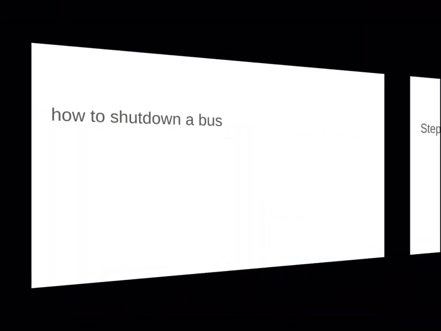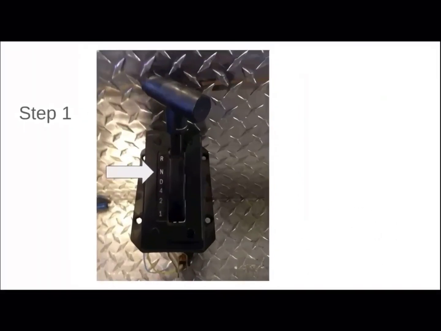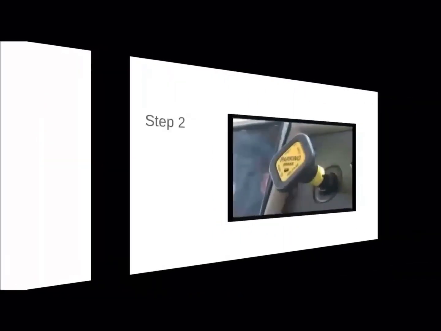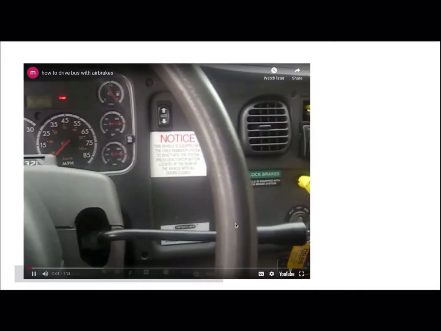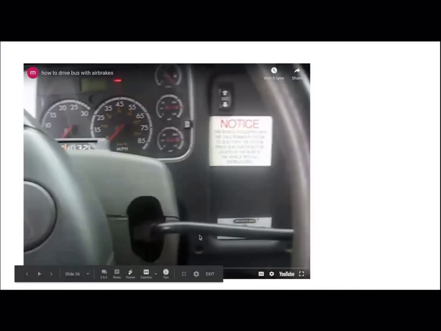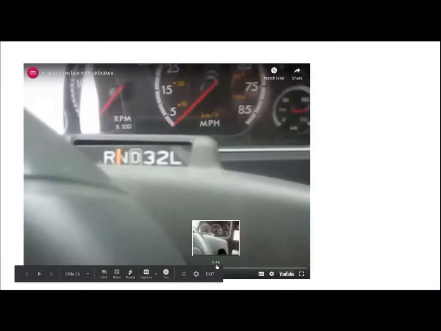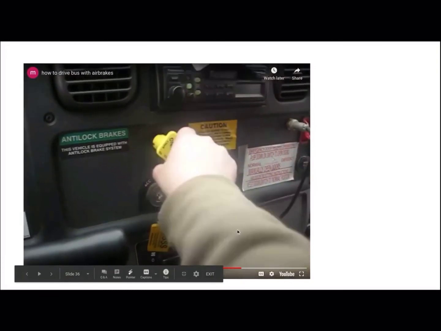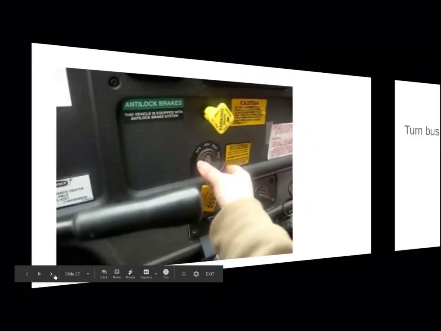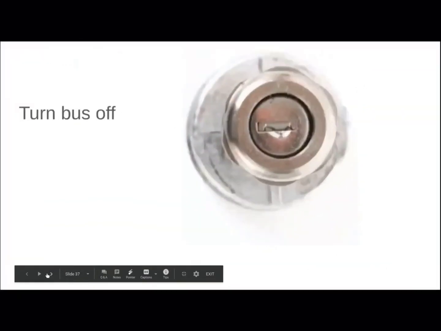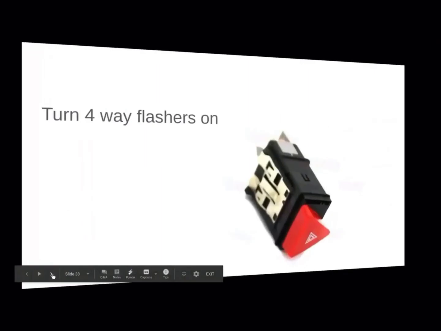All right, next will be how to shut down a bus. First, you're going to put the shifter in neutral. Second, you're going to pull the brake, and it will be a spring brake. This is just a little video showing what a spring brake is like. This is where she pulls it. There you go, it just kind of pops right out. And then turn the bus off, and then put on your four-way flashers.